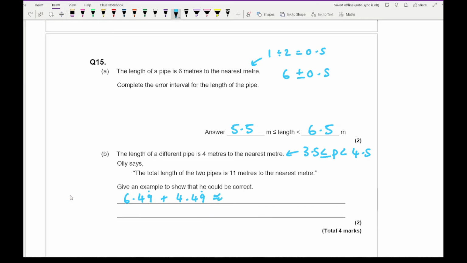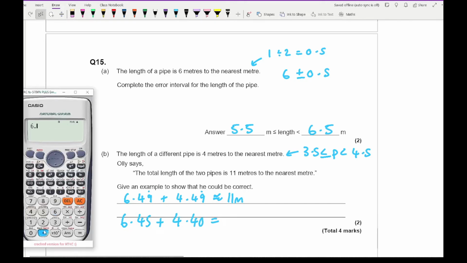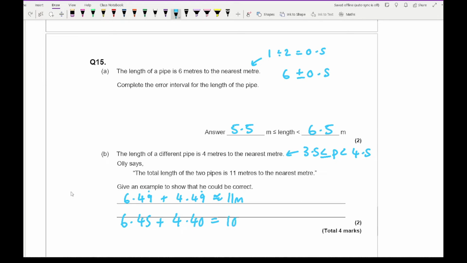Now that is roughly going to be given as that. So again, I could have picked any example. So I would say, although that does give me 11 meters, you could pick another one. So let's go for 6.45 plus 4.40. And again, if I add those up, 6.45 plus 4.4, it gives me an answer of 10.85, which rounds to 11 meters. So again, there are loads of different examples you could pick to satisfy Ollie's claim.